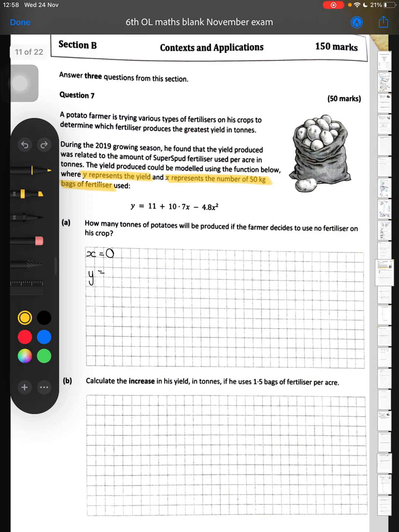Okay, so here, greatest yield in tons. So I am looking for y when x equals 0. I'm going to fill into my equation anywhere that there was an x, my amount of fertilizer, 0. Anything multiplied by 0 is 0. So this is going to turn to 11 plus 0 plus 0, which means I get 11. So how many tons of potatoes will be produced? 11 tons.